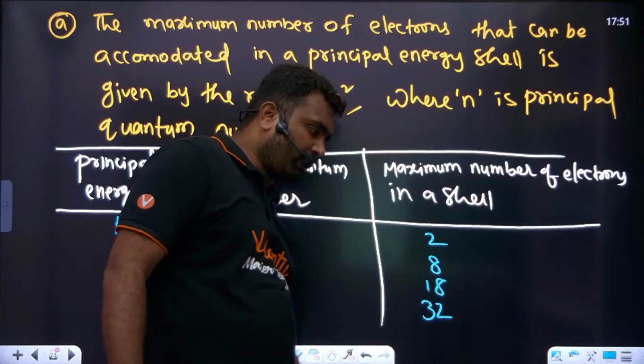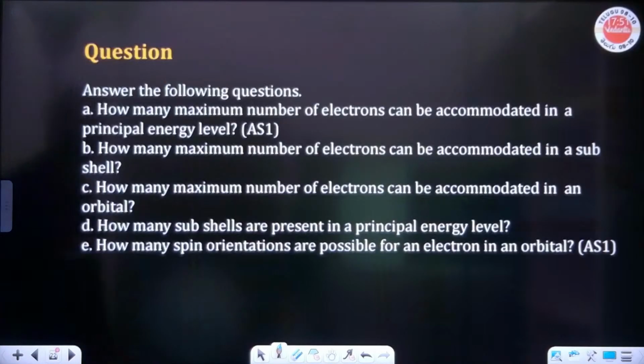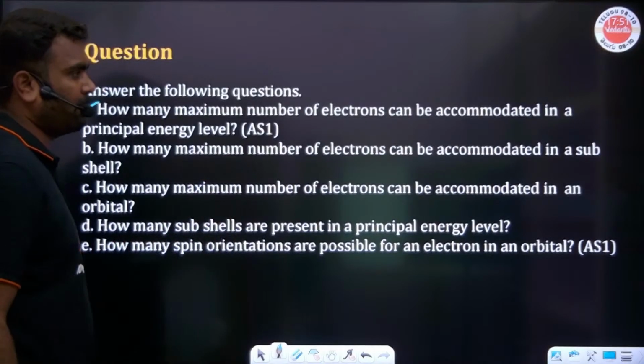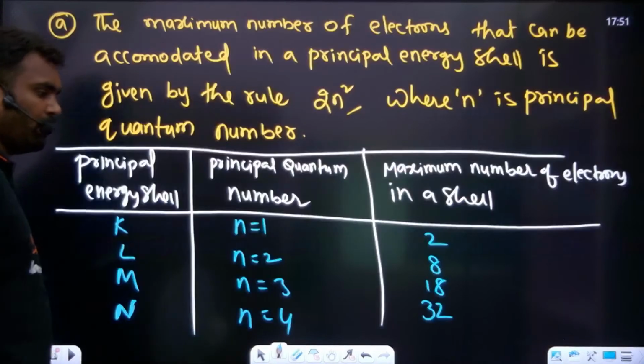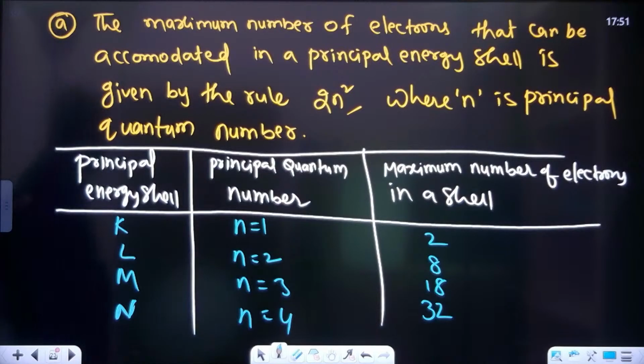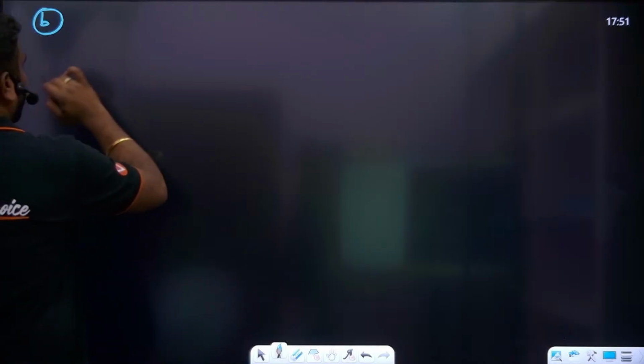So next, this is completed. How many maximum number of electrons can be accommodated in a subshell? What formula do we use here? For a subshell, we fill according to 2 into (2l plus 1). So let's see that. The answer for B: each subshell holds a maximum of twice as many electrons as the number of orbitals in the subshell.